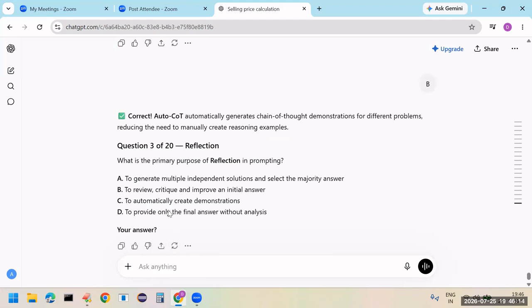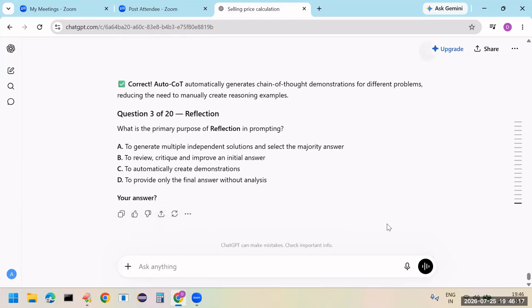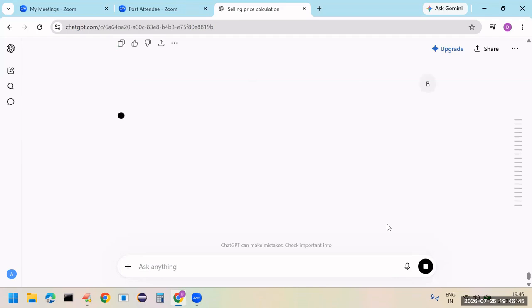Now, third question. What is the primary purpose of reflection in prompting? To generate multiple independent solutions and select the majority answer. Is it reflection or self-consistency? Sorry, it is self-consistency. Reflection, so reflection means what? To review and check. Yeah, B, sir. B is the answer. We ask the AI model to review it.